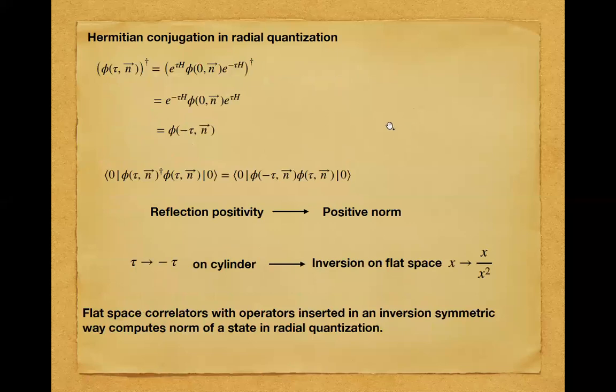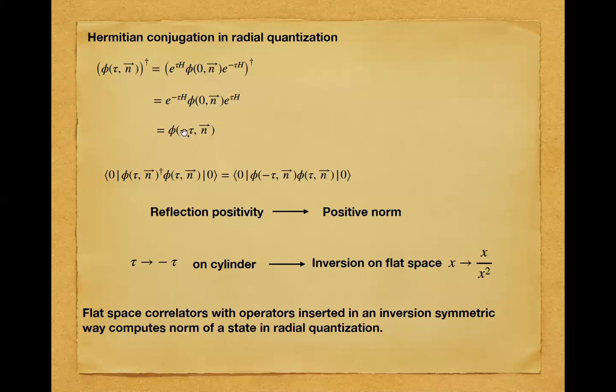Okay. So now I was talking about norm. Therefore, we need to understand what is the Hermitian conjugation in this radial quantization. Remember, I have a field on the cylinder, which is this, and then I want to take Hermitian conjugate of that. So I first wrote it down like this. This is just the time translation. Basically, this is the evolution operator for this field. And then I'm taking the Hermitian conjugation of that. So that will give me this, right?